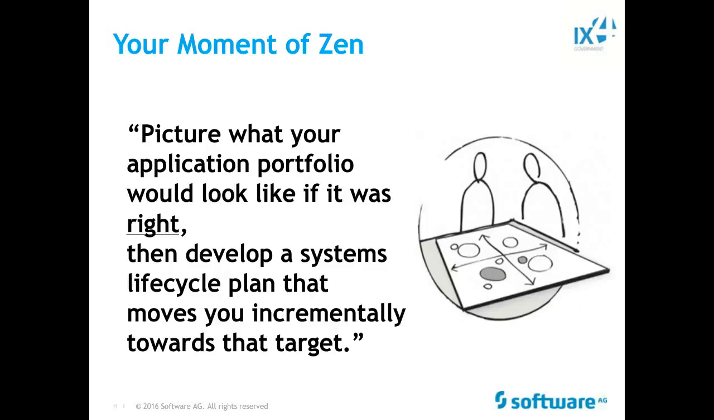So my final advice on modernization to you is simply picture what your application portfolio would look like if it was right, then develop a systems lifecycle plan that moves you incrementally towards that target. The two questions I ask CIOs as I travel are, what would your systems portfolio look like if it was right? And then I ask if they have a lifecycle plan for their applications that guides them to getting there. The answer is usually, I don't know, and no.